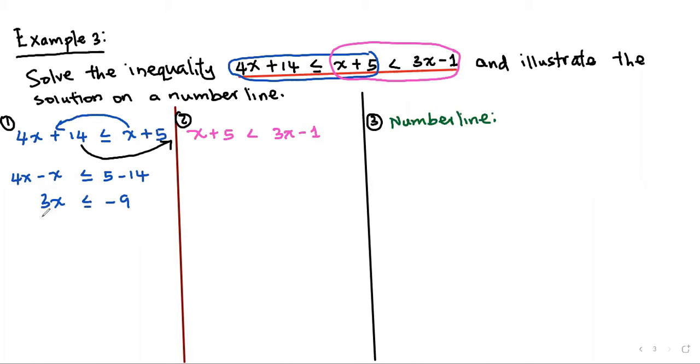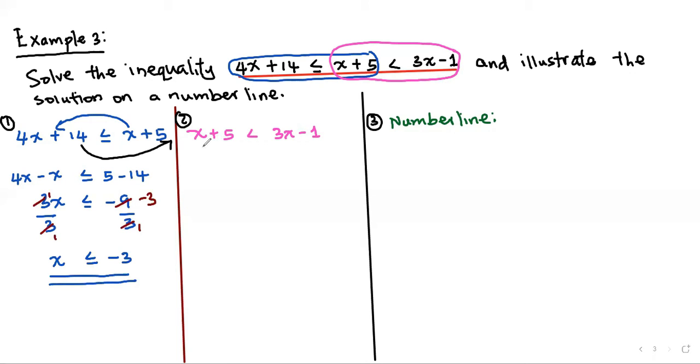So we are going to divide by 3 on both sides. Since we are dividing by a positive, there is no problem, the sign will not reverse. So let's divide to have 1 here and here to have negative 3. It implies that x is less than or equal to negative 3. Is that okay, student? Yes. Okay. Now we go to step number 2.